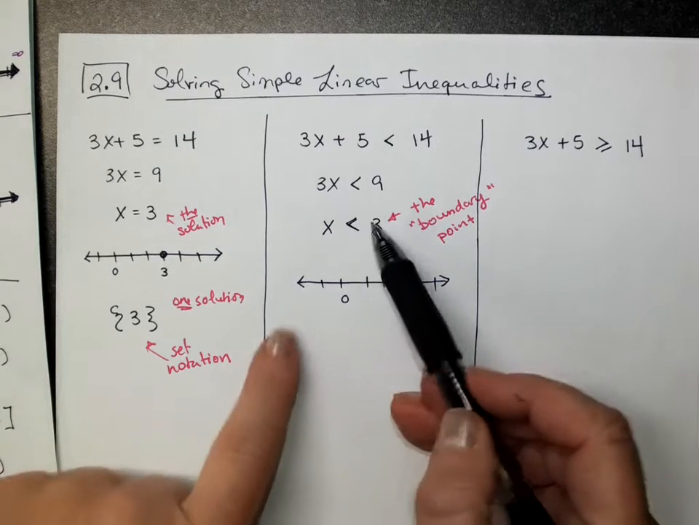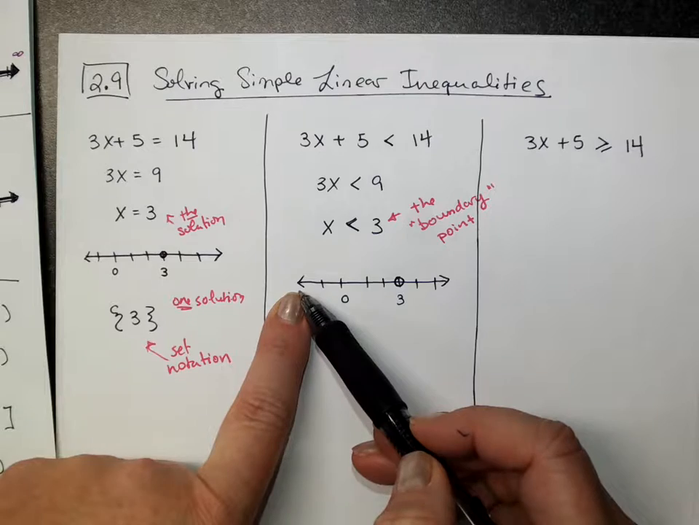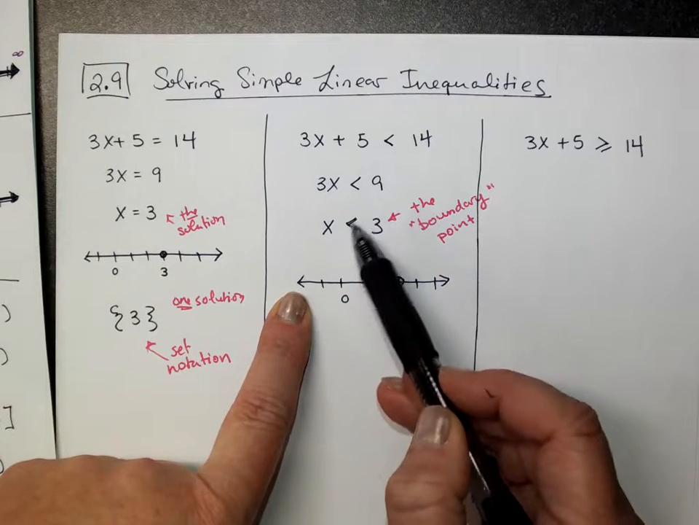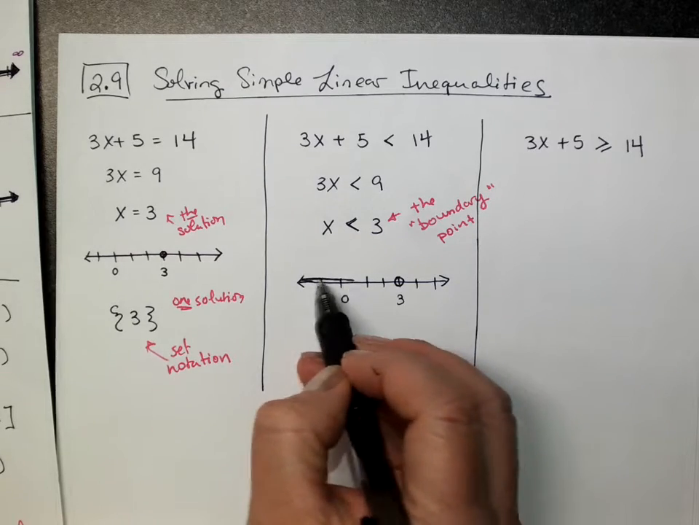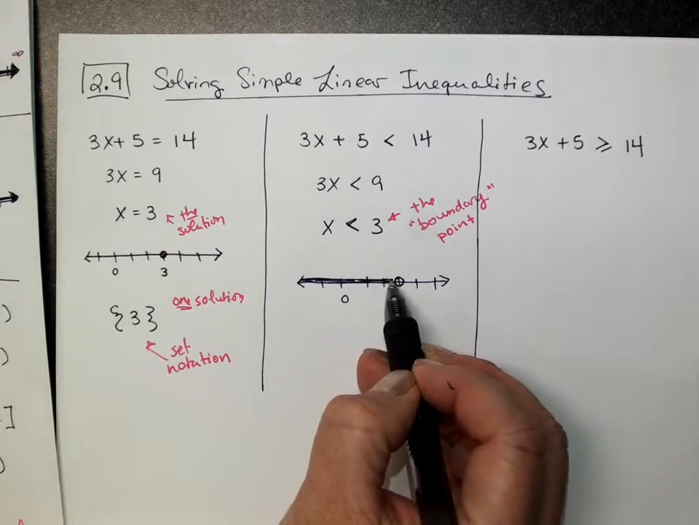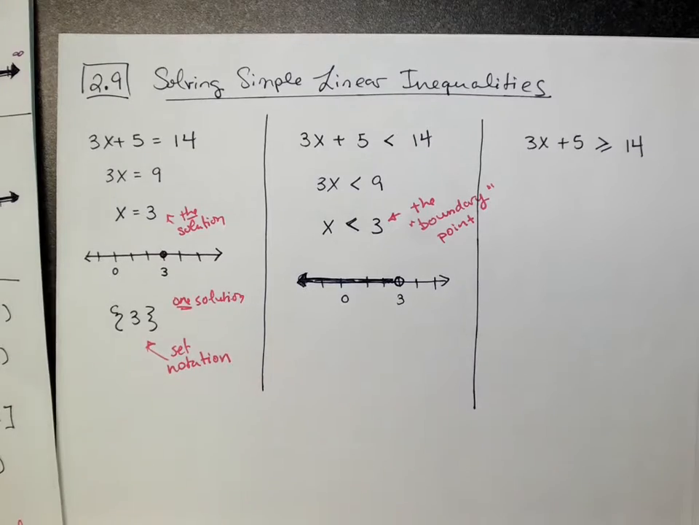Okay? I always equate this inequality symbol with the arrow on a number line. Meaning this is going down the number line to the left here. So our solution is everything less than 3, and because of the open circle on 3, it doesn't include 3.